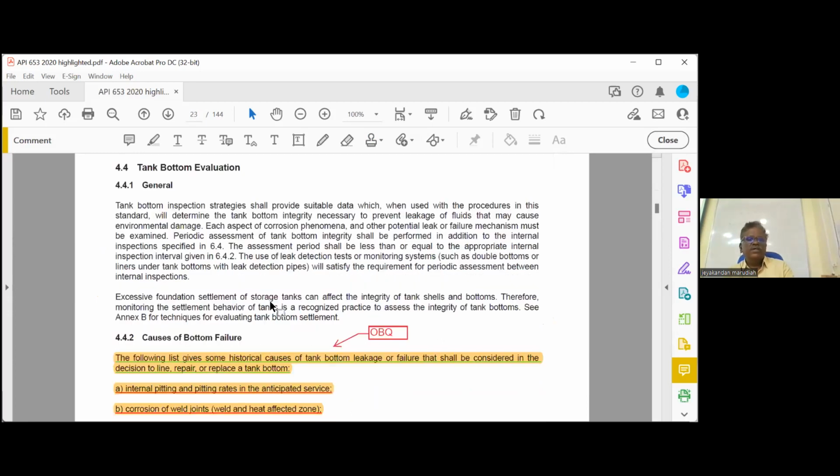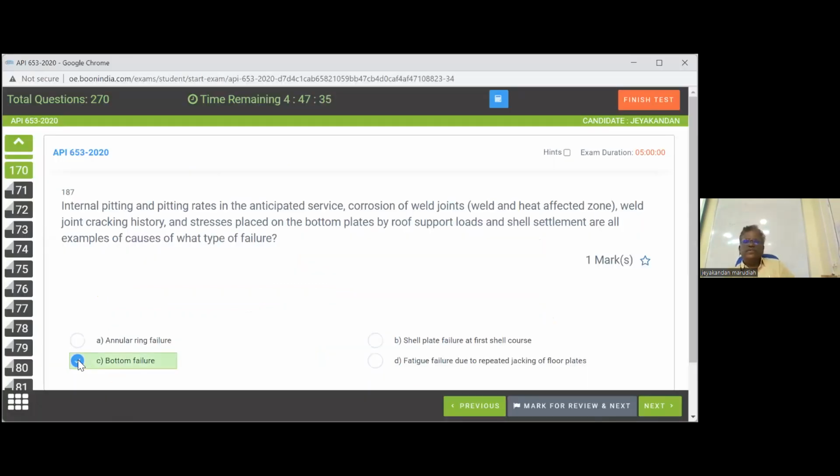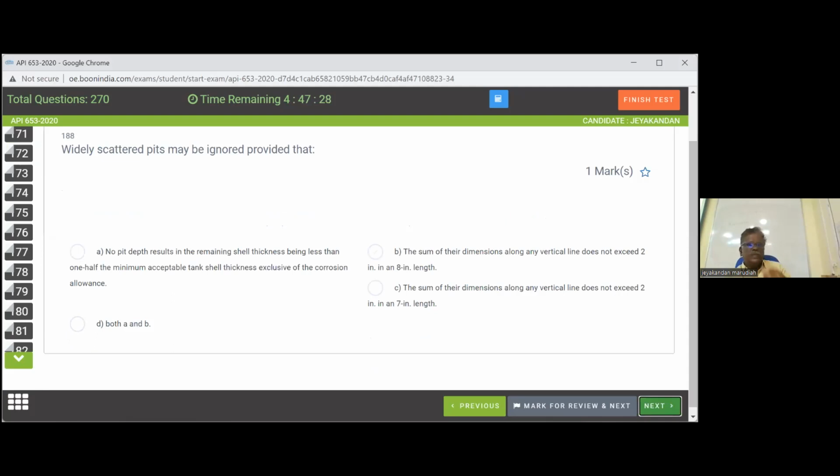Okay, causes of bottom failure. You can see here, internal pitting rate, corrosion of weld joints, cracking history. They are all causes of bottom failure. Okay, next one. Widely scattered pits may be ignored, provided, so what are the two conditions? No pit depth results in the remaining thickness less than one half of the minimum. That is one. The sum of the dimension length does not exceed 2 inches in height. Both A and B are correct answers.